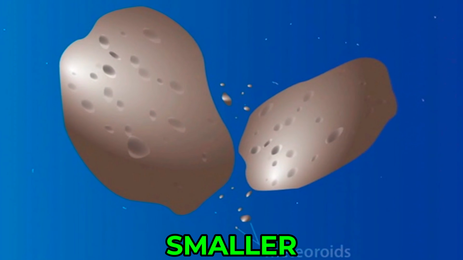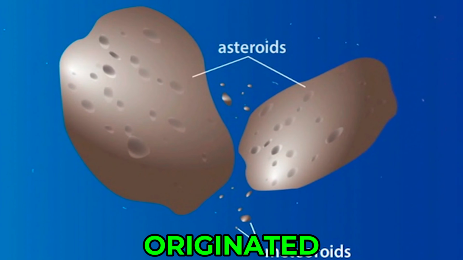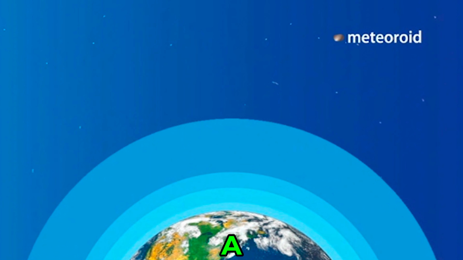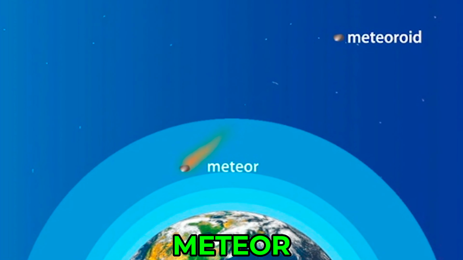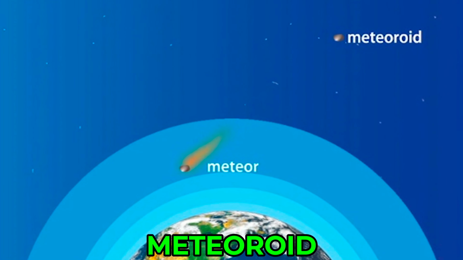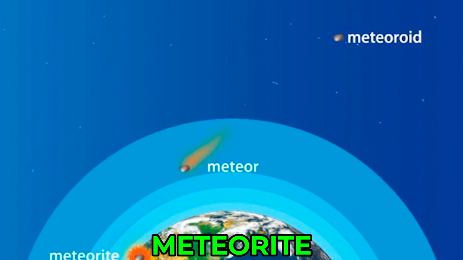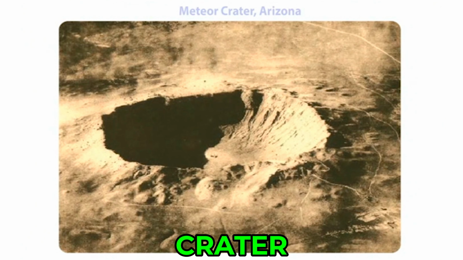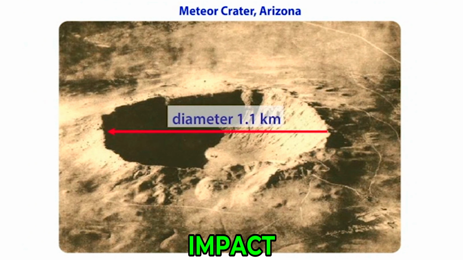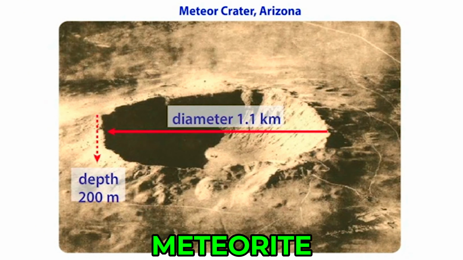Meteoroids are smaller pieces of rock that have originated from asteroids. A streak of light, called a meteor, is seen when a meteoroid enters and burns in the Earth's atmosphere. When a meteoroid strikes Earth, it is called a meteorite. Meteor Crater in Arizona shows the impact and size of meteorite collision.